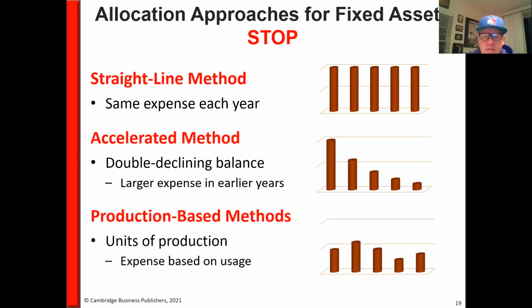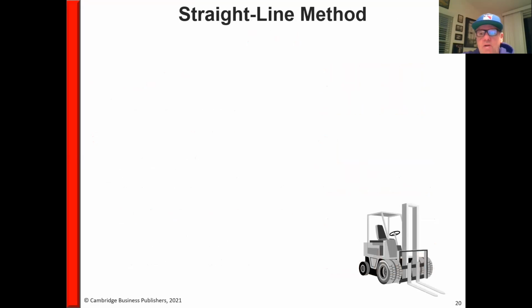And then we have the production-based method, which is used when your useful life is not expressed in years, but in miles, like with a truck, or perhaps in the case of depletion, Exxon and the oil they have under the ground, the number of barrels of oil actually pumped out of the ground. So we're going to base the depreciation or the depletion on the actual number of units that we use. So let's start with the straight line method.